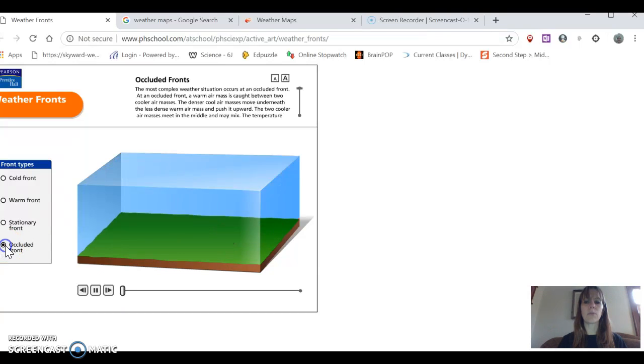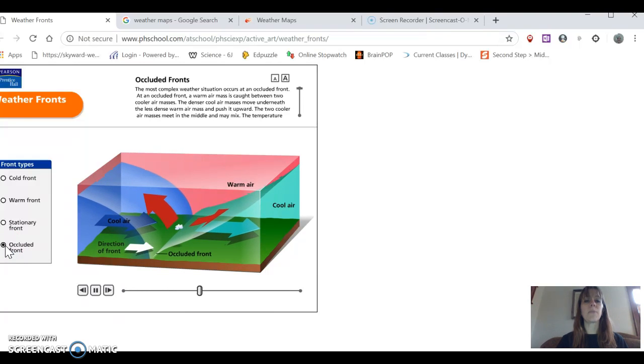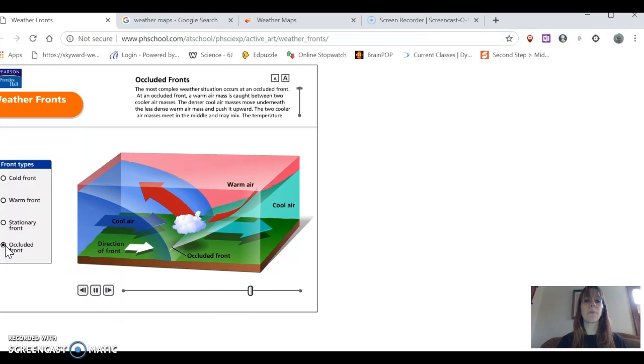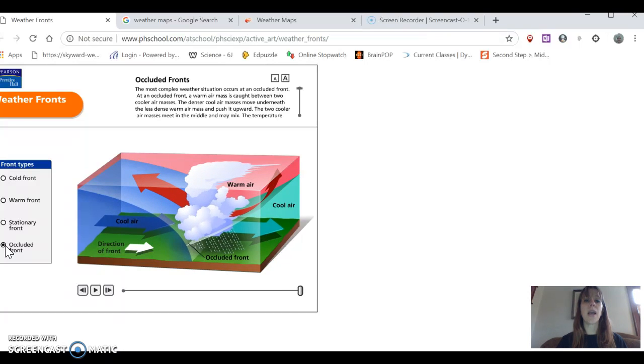And last, and probably the most confusing, is the occluded front. The fast-moving cold air catches up to a cool air, causing the warm air to get pushed up, caught in between, causing big storms and hard rain and thunderstorms. That's the occluded front, where the warm air gets trapped in between the two cold.